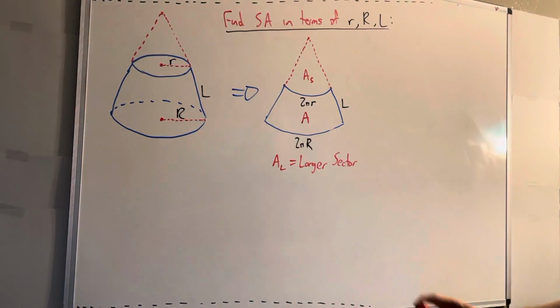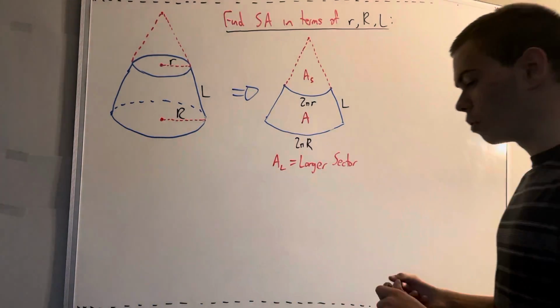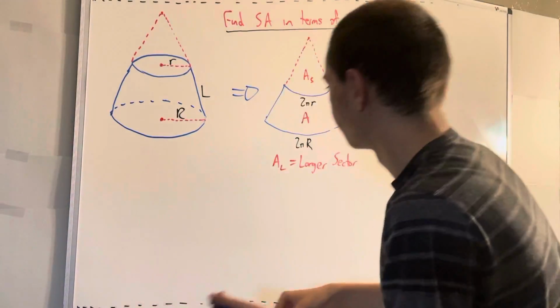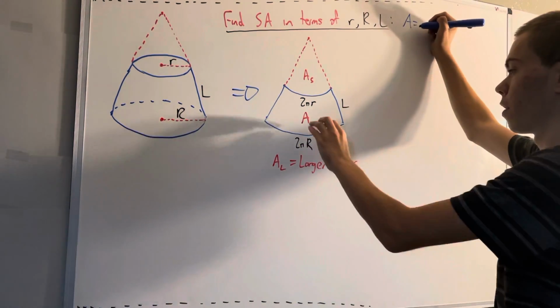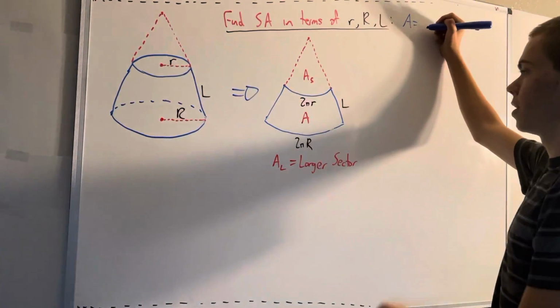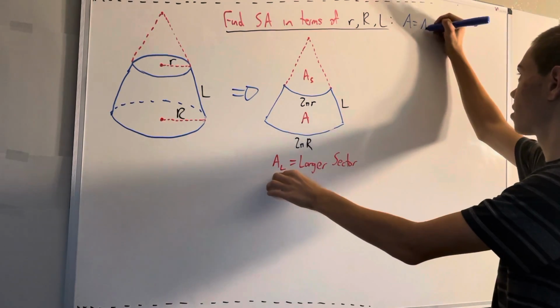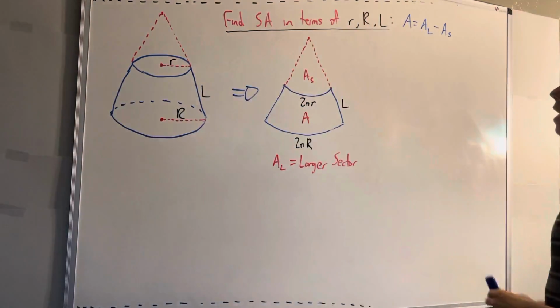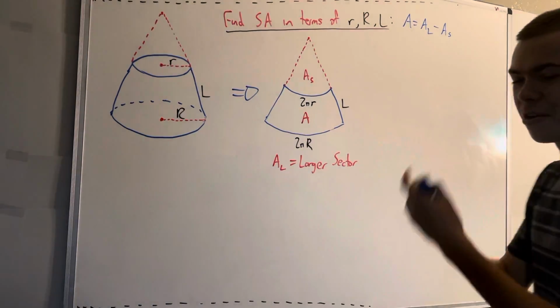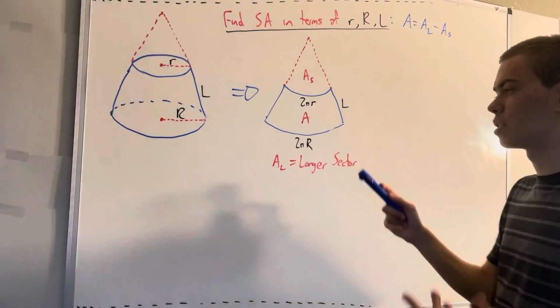So now that we know that, what that basically means is that the blue area is going to equal the area of the larger sector minus the area of the smaller sector. And so this is really what we have to find. We have to find the area of the larger sector and the area of the smaller sector.